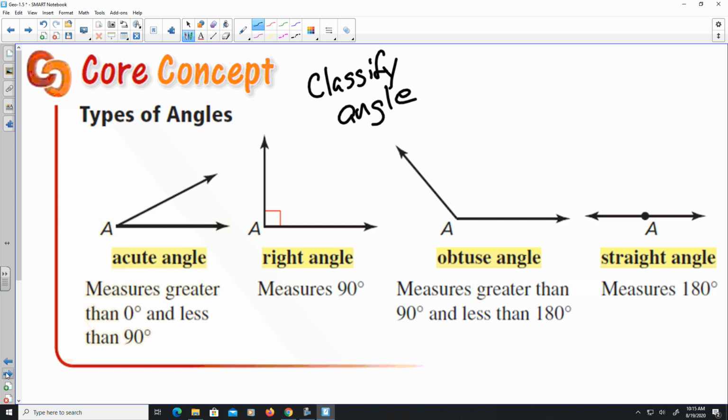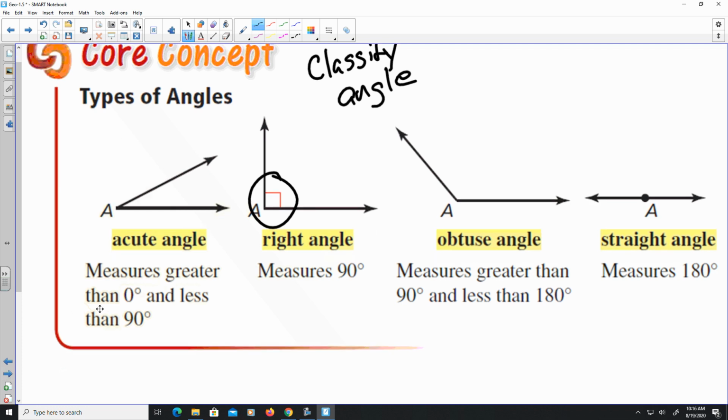You can have a right angle, which measures exactly 90 degrees. Sometimes it'll say 90 degrees. A lot of times you'll see this square box on the end that's supposed to establish that it's 90. An obtuse angle is anything that's in between 90 degrees and 180 degrees, and a straight line or straight angle is exactly 180 degrees.